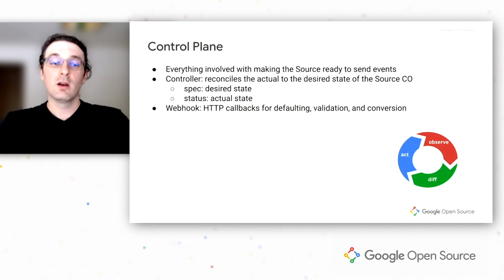The webhook will default, validate, and convert any of these resources as well. The validation that the webhook does is not on the events themselves, rather on the custom object. It can go beyond the level of validation available in CRDs by doing things like validating that if two mutually exclusive fields are there, they are not both present on the custom object at the same time.